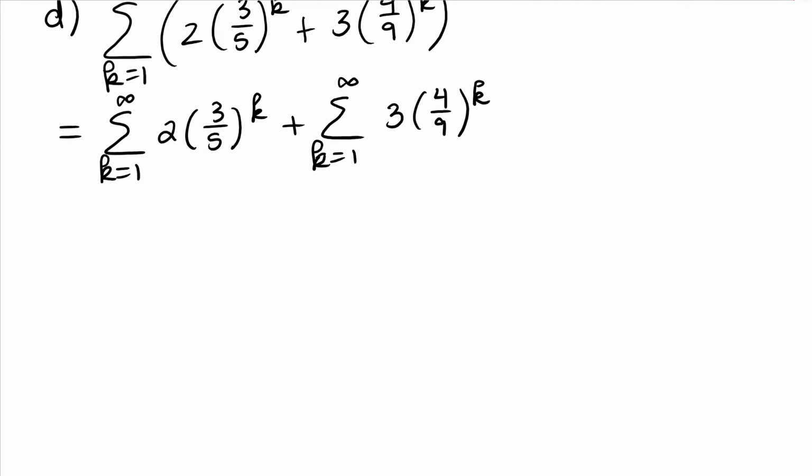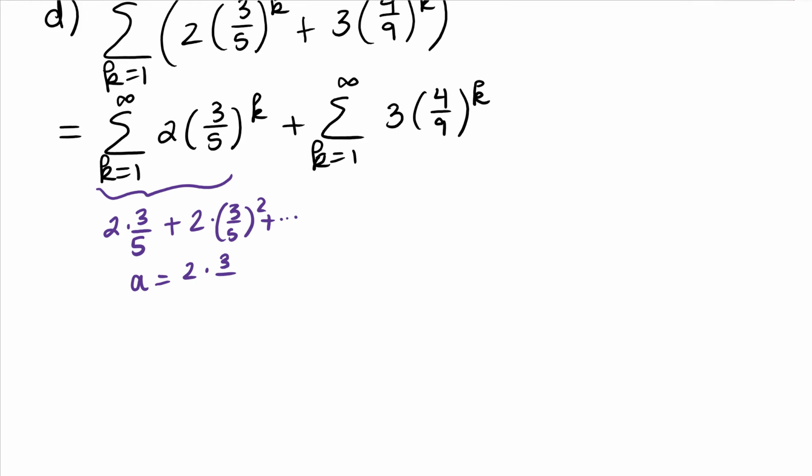So let's look at these separately. I'm going to mess with this just like I did before. If k is 1, I get 2 times 3/5. If k is 2, then I get 2 times (3/5) squared plus, and so on. So in this case, it looks to me like a is 2 times 3/5, which I can simplify to 6/5, and r is 3/5. Which is less than 1, or between -1 and 1. So therefore, it's going to converge. And I'll figure out what that converges to in a minute.